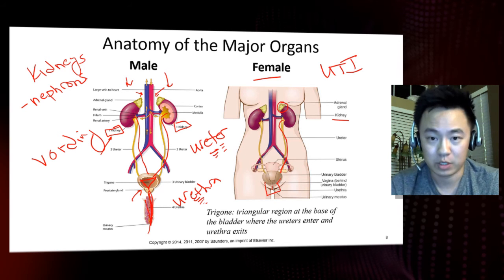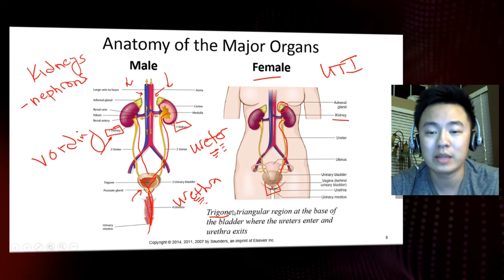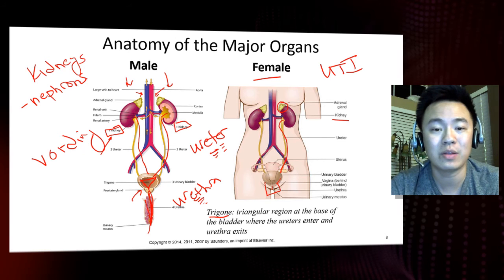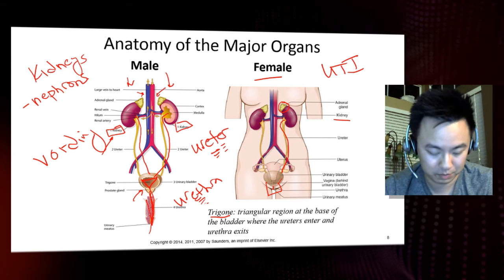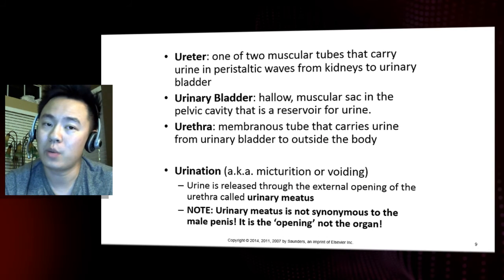Okay. So let's go ahead and move on. That trigone here, I'm sorry, just to clarify, is that triangular region at the base of the bladder where the ureters enter and the urethra exits. Okay, so let's go ahead and talk about them.